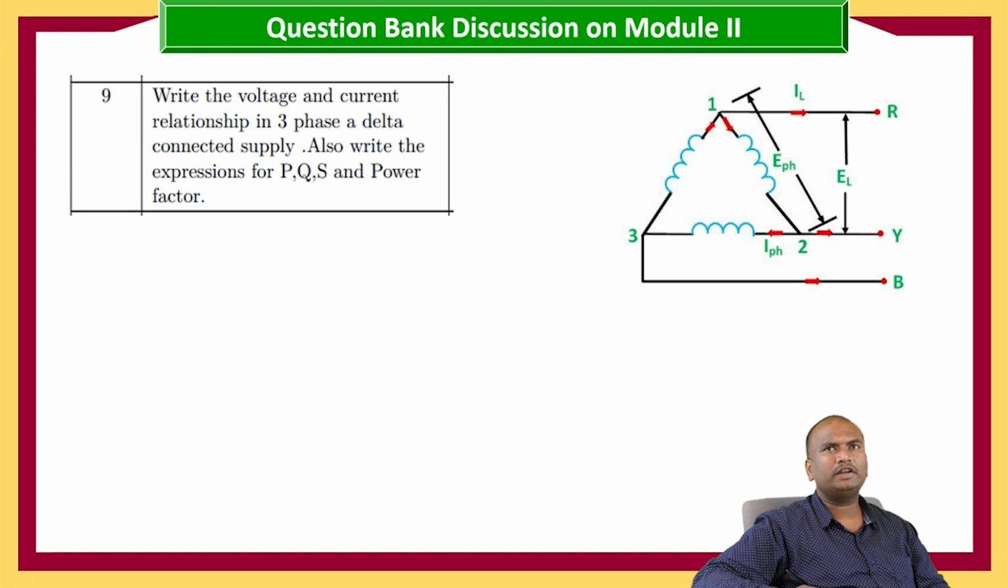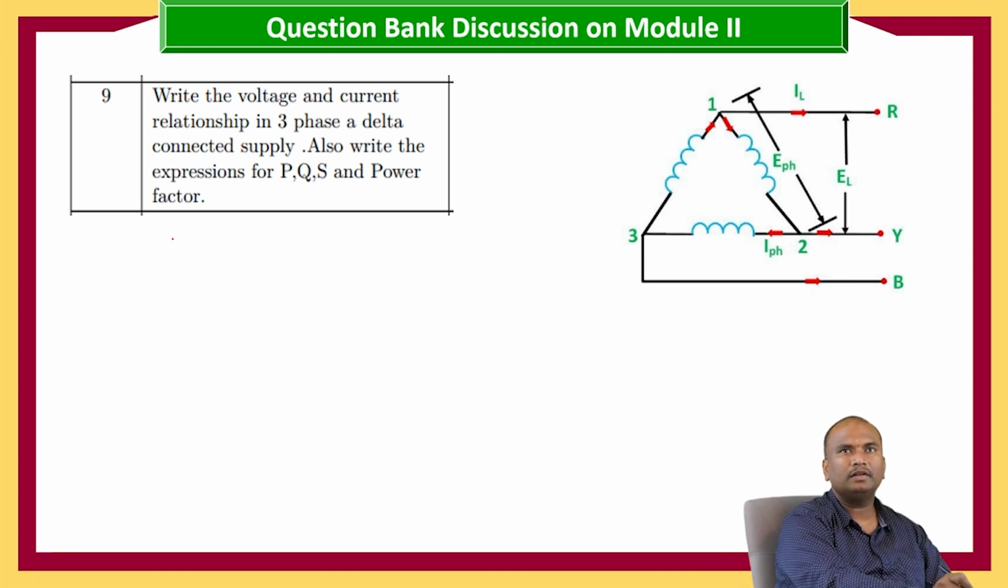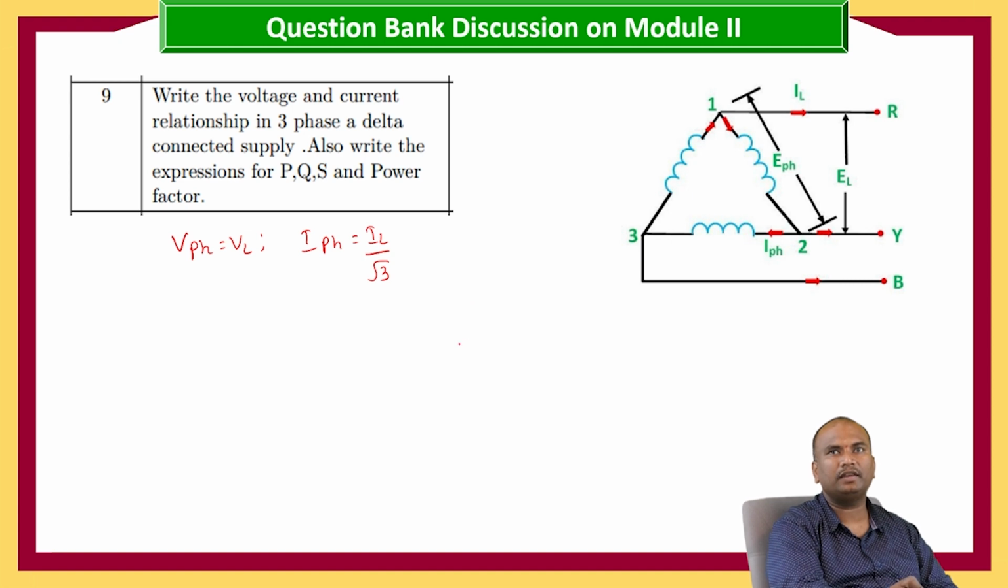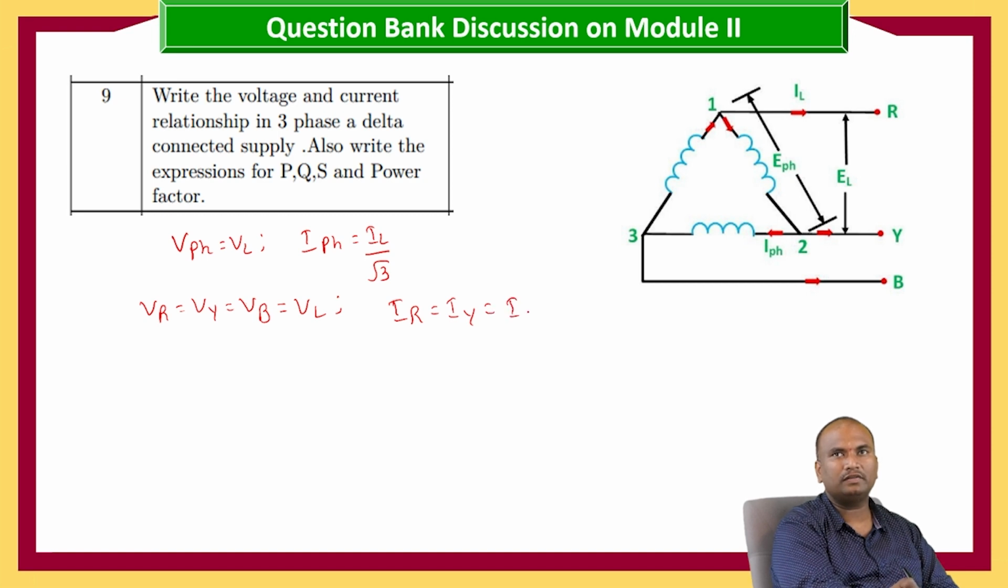The next one is write the voltage and current relationship in three phase delta connected supply. Also write the expressions for active power, reactive power, apparent power, and power factor. Here in delta connected system, the phase voltage is equal to line voltage and phase current is equal to line current by root 3. So all the currents across the phases will be equal to IL by root 3. So here VR is equal to Vy is equal to Vb is equal to VL, and IR is equal to Iy is equal to Ib is equal to IL by root 3.